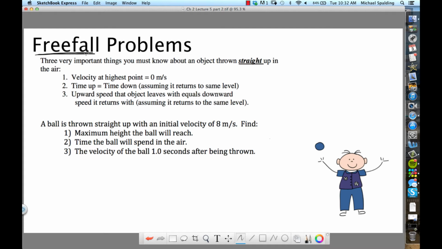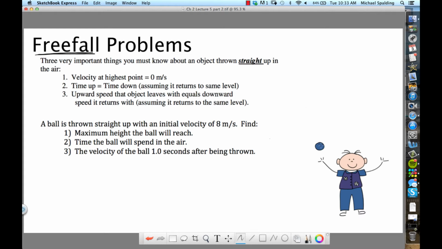And in chapter 2, for the entire chapter, we ignore air resistance. It's a very common thing. Kids will say, oh, but what about air resistance? Does air resistance exist in real life? Yep. But in chapter 2, when you're doing all these kinematic problems, ignore it, okay?